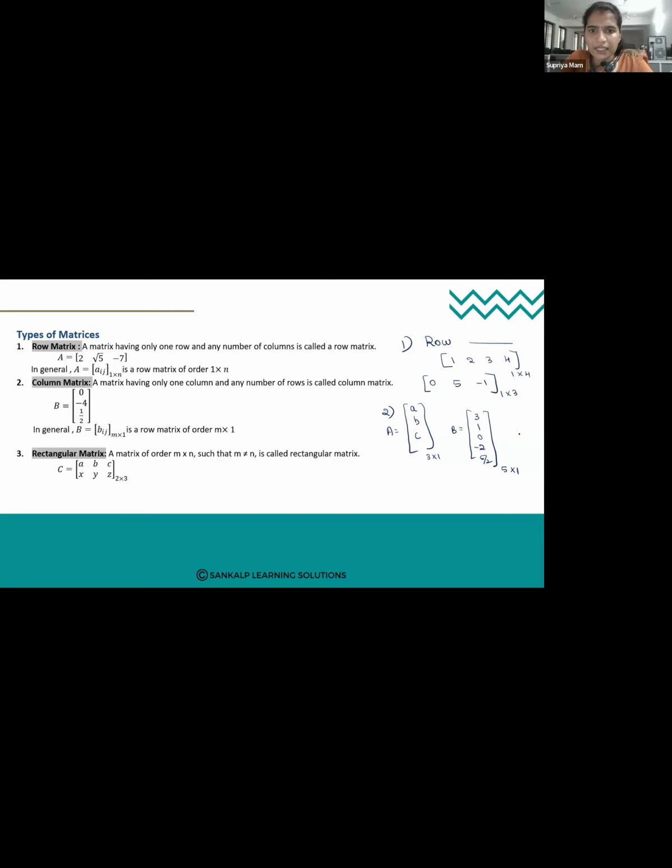So, row matrix in the sense matrix consisting of single row. Column matrix in the sense matrix consisting of single column. In the case of column matrix, the number of rows can be anything. Any number of rows. I had given the example 3 by 1, 3 rows, single column, and 5 by 1, 5 rows, single column. But number of columns should be 1.